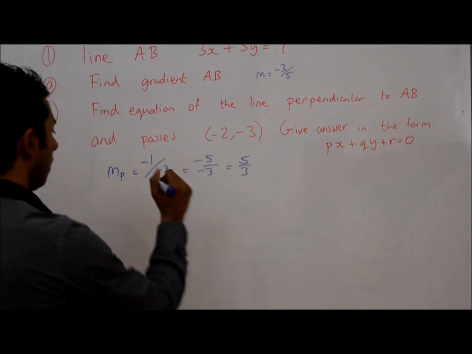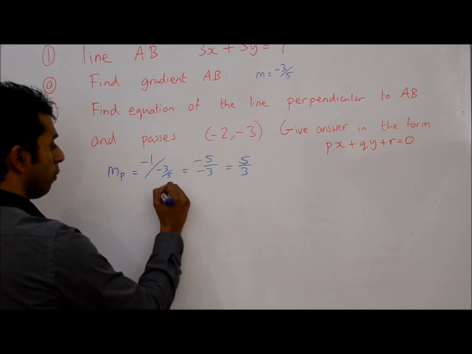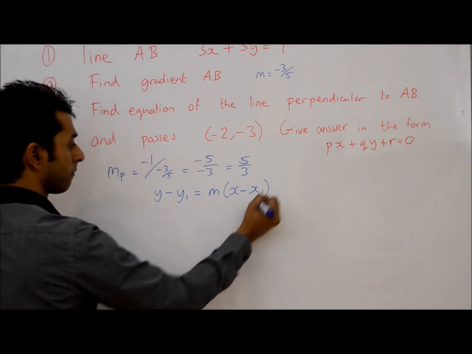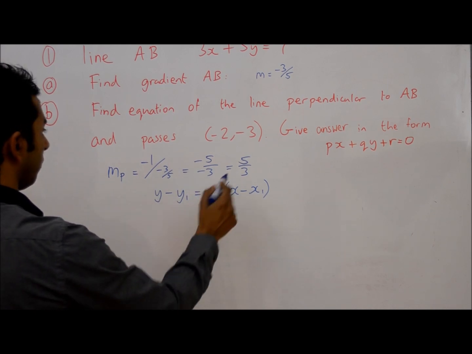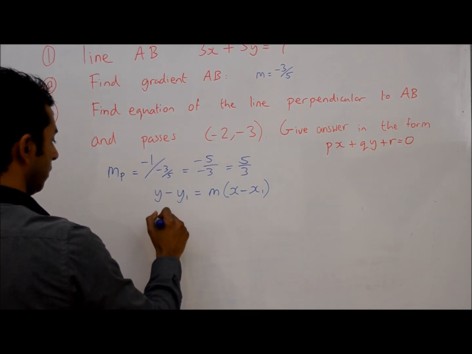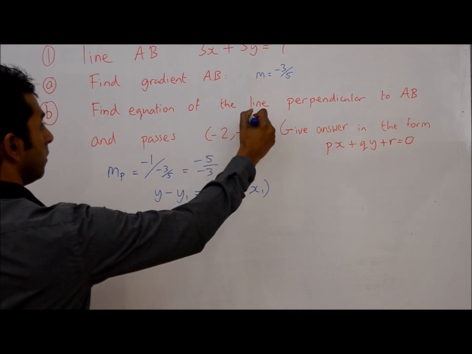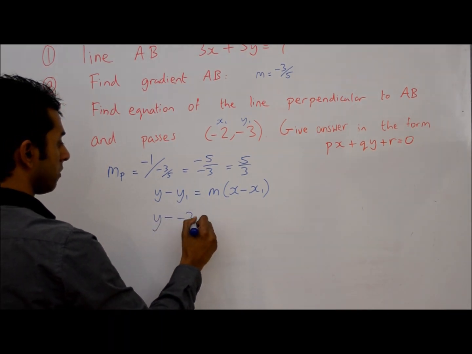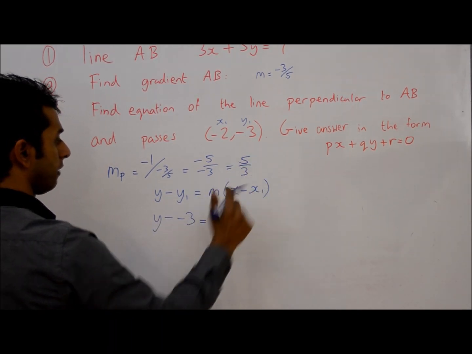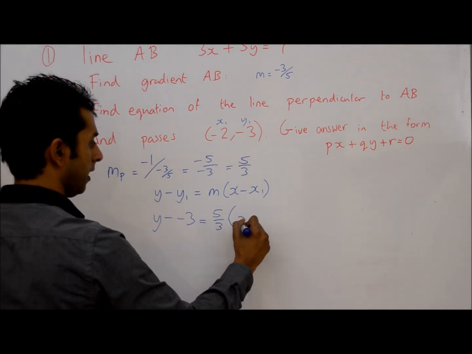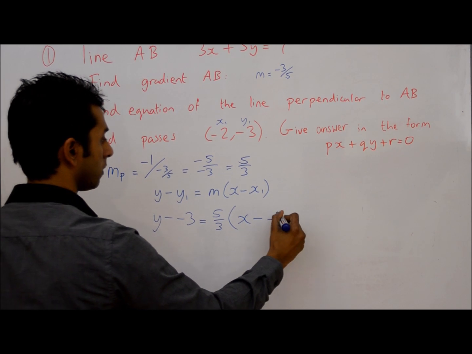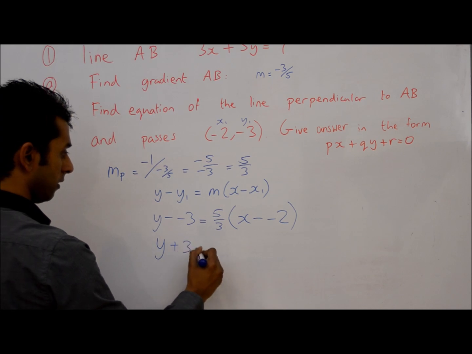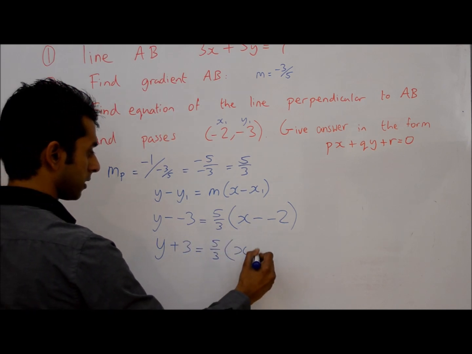Next we're going to try and find the equation, so we'll use y minus y1 equals m bracket x minus x1. So m is 5 over 3, so we've got y minus y1, where y1 is the y coordinate here, and x1 is the x coordinate here. So it's y minus minus 3 equals m, which is 5 over 3, bracket x minus minus 2. So there's a lot of minuses here, so let's tidy this up a little bit. Y plus 3 equals 5 over 3, bracket x plus 2.